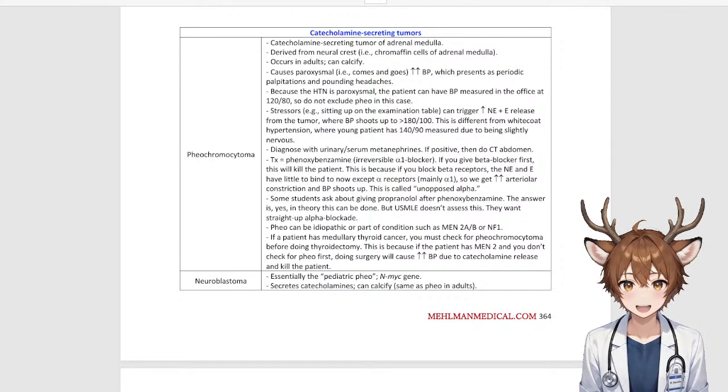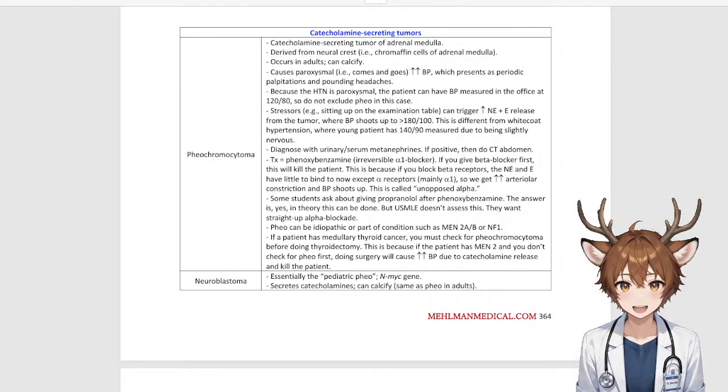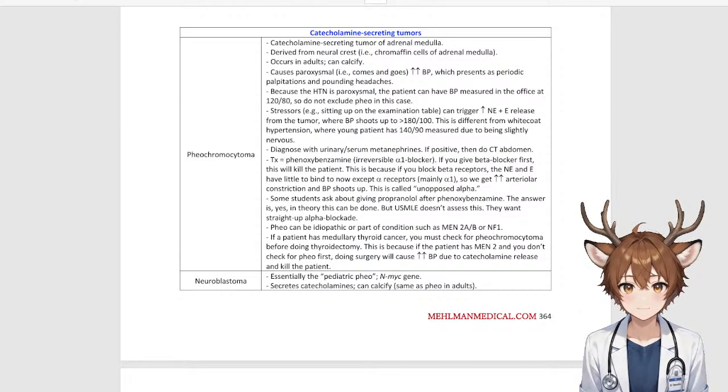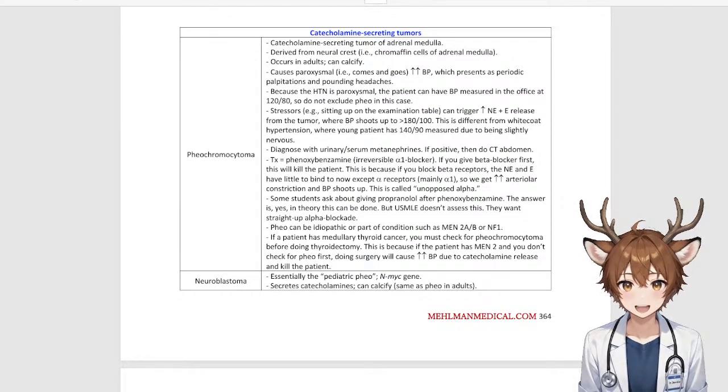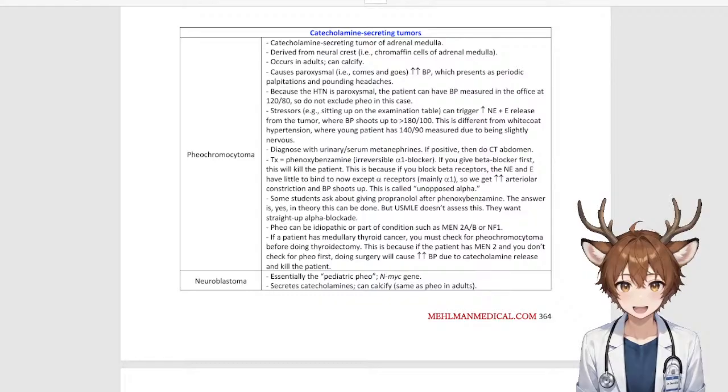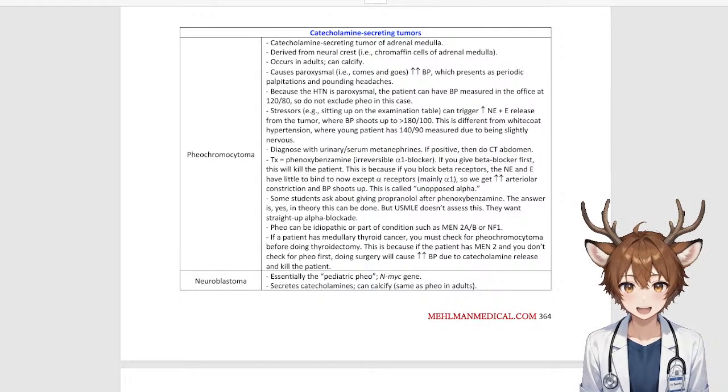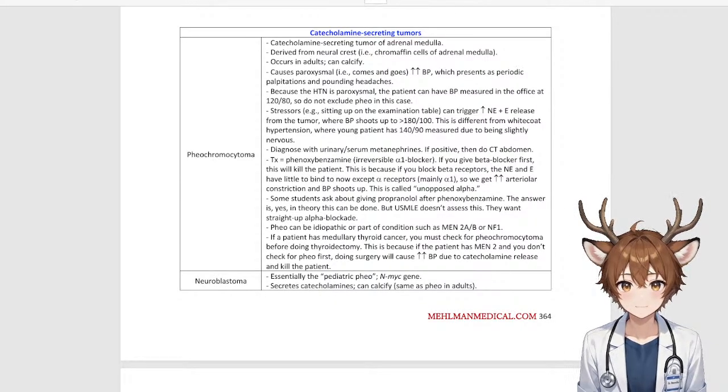So just bear that in mind. Think about phenoxybenzamine as an answer. Pheochromocytoma can be idiopathic or part of a condition such as MEN2A, MEN2B, or NF1. I assume that's MEN2A, MEN2B, and NF1.